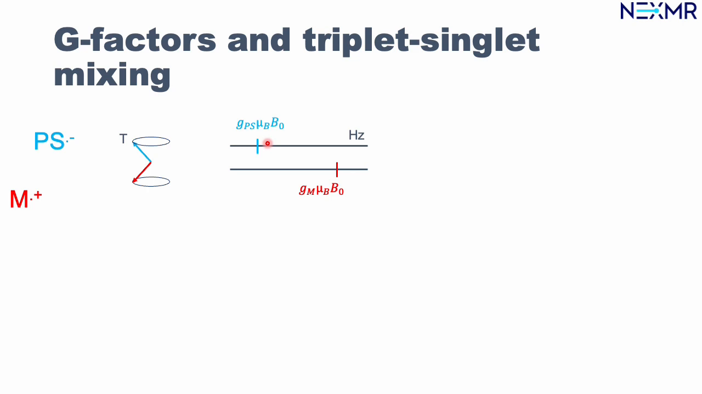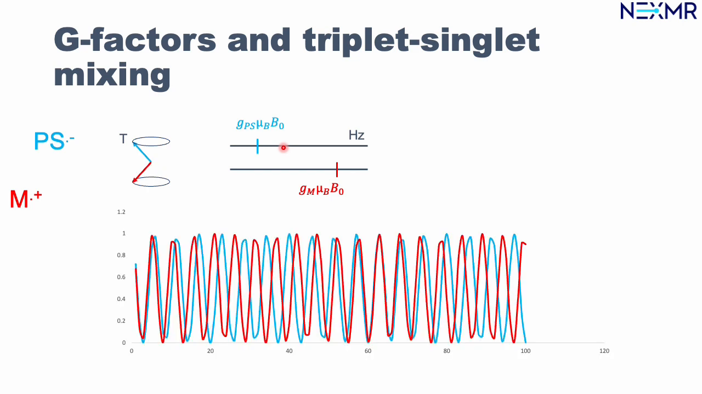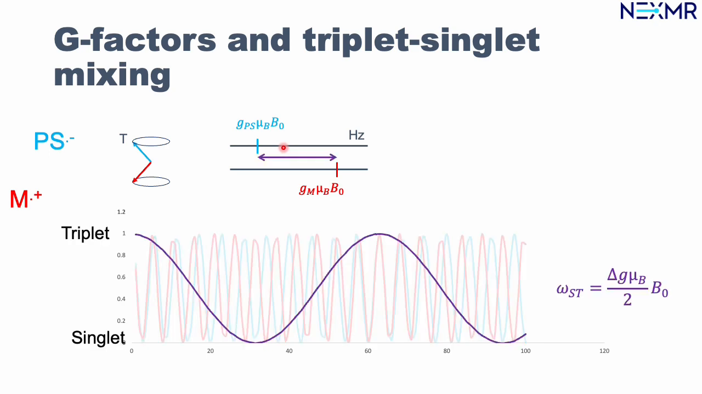While the two electron spins are coherent and in a triplet state in the beginning, they have different resonances in the magnetic field, B0, due to their different magnetic moments, the g factors, so g_PS and g_M. In the rotating frame, this looks like they are dephasing. So when the two electron spins are in phase, they are in a triplet state, and when they are antiphase, they are in a singlet state. And we can have a look at it this way.